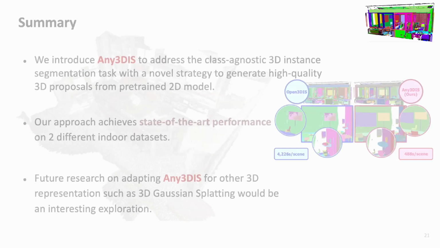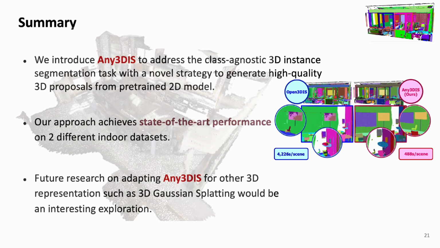To conclude, Any3DIS achieves state-of-the-art 3D instance segmentation with superior quality and 10 times faster runtime, 488 seconds versus 4,000 seconds per scene, on two challenging indoor ScanNet datasets. Its efficiency and accuracy make it practical for real-world use and promising for future extensions like 3D Gaussian splatting.